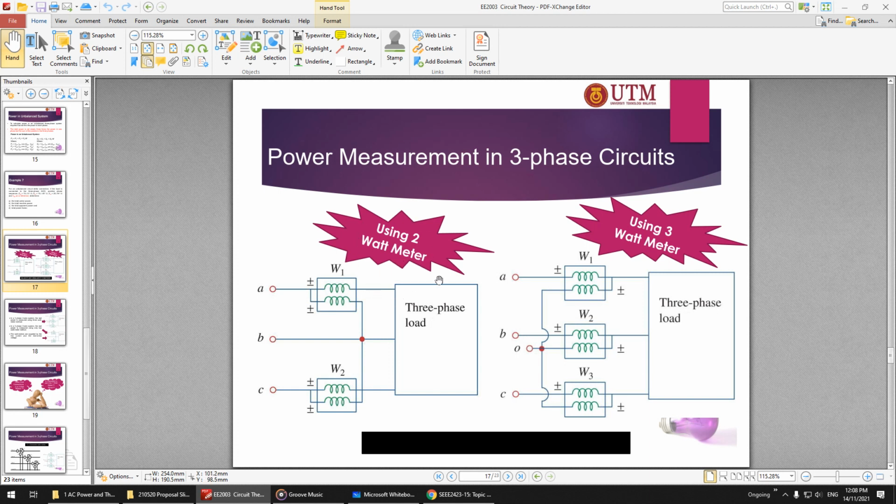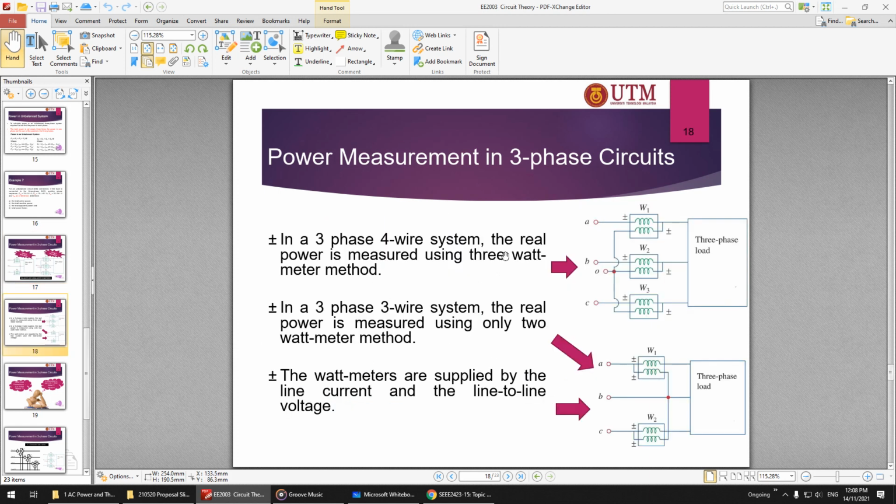So what is the 2 wattmeter method? Basically you only use 2 wattmeters instead of 3, and instead of connecting the negative side of the wattmeter to the neutral line, you just connect it to B. You can see here it goes to B. For 3 wire star or delta, you have to use the 2 wattmeter method.